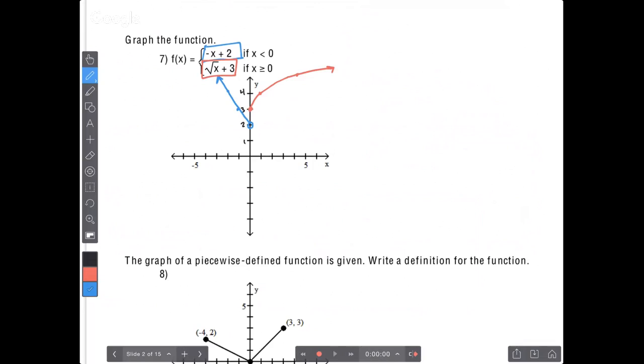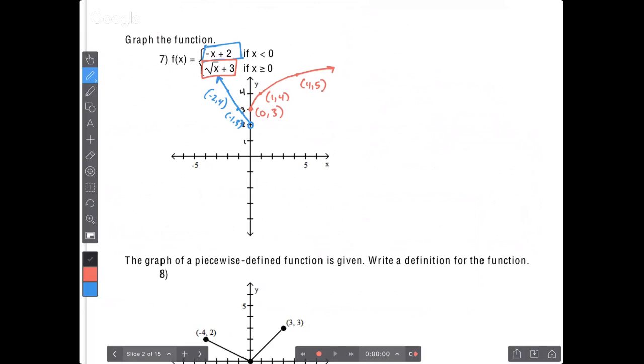So labeling points, I could say here was negative 2, get 4. Negative 1, get 3. Over here we had 0, and you'll get 3. Plugged in 1, and you'll get 4. We plugged in 4, and you'll get 5. There it is. F of x. Cool.